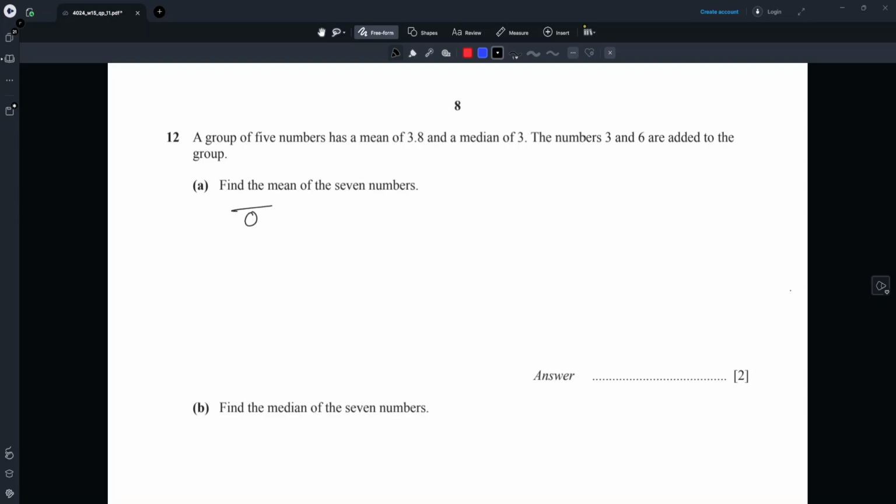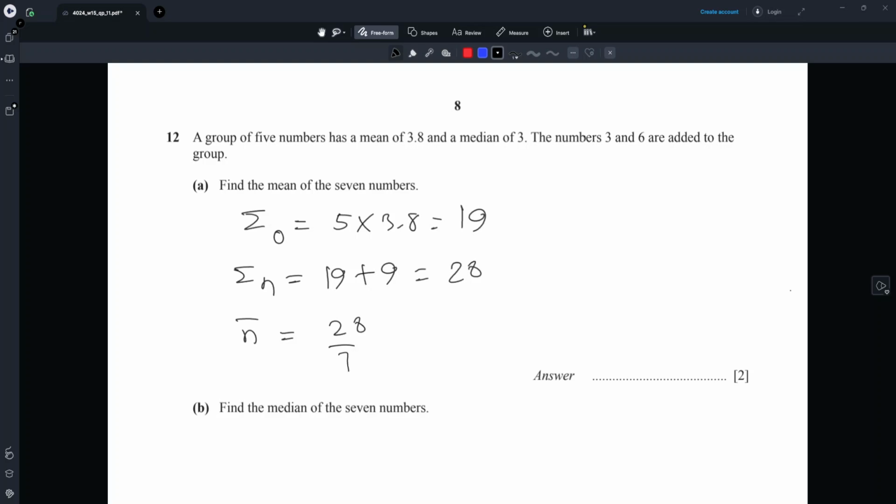So old mean equals 3.8. Therefore, summation of old equals 5 times 3.8, which equals 19. Then summation of new equals 19 plus 9, which equals 28. Then we have the new mean, which happens to be 28 over 7, equals 4. Then we have found the mean of the seven numbers.